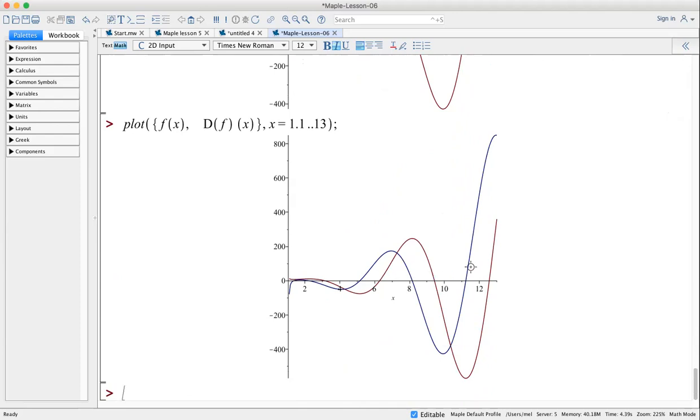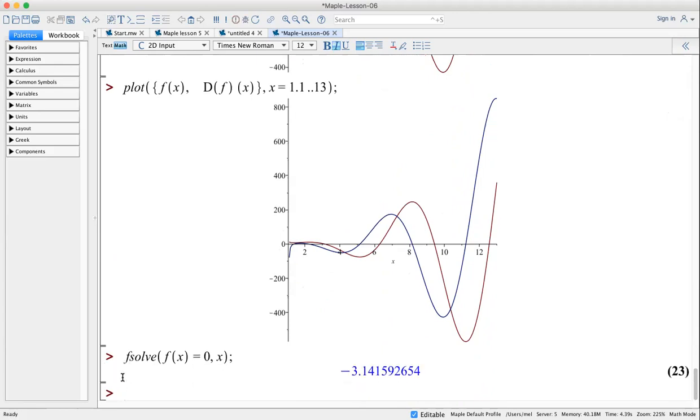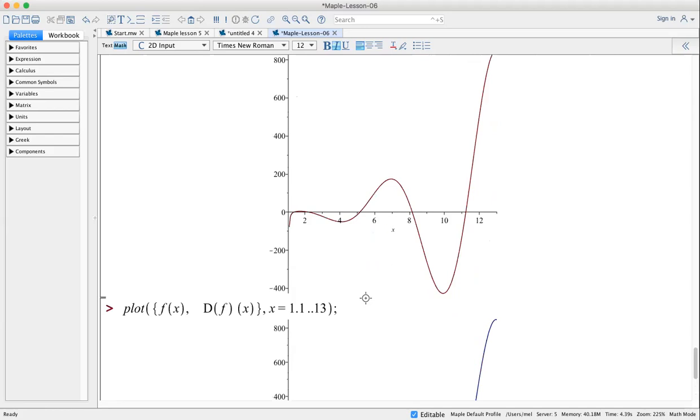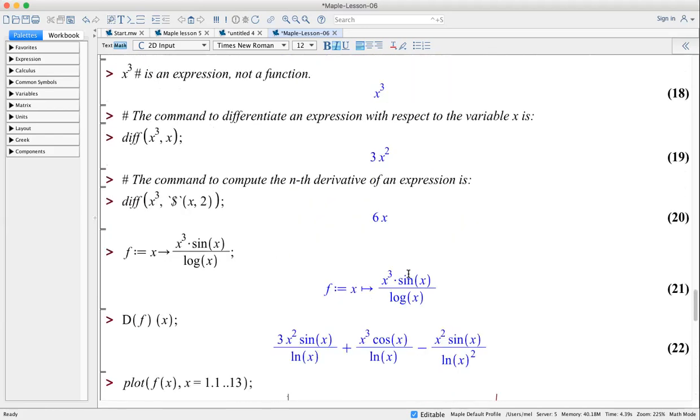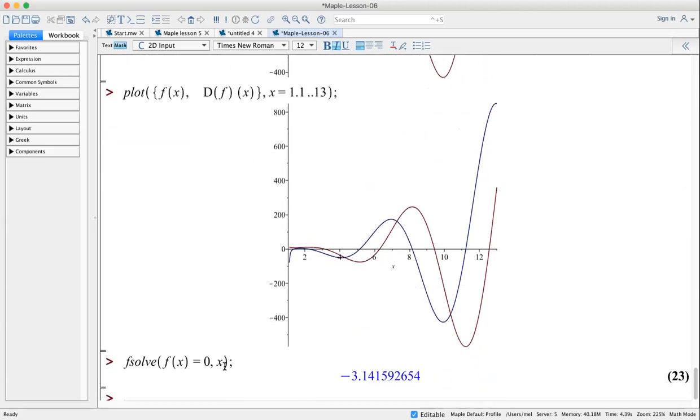Suppose I want to know where these functions cross the x-axis. So if I want to solve the equation f of x equals 0 for x, probably not going to be too successful because it's a very complicated function. But if I want to solve it numerically, I use fsolve. And it gives me one value, but I'd like to find positive values. So suppose I want to solve it for x going from 1.1 to 10.